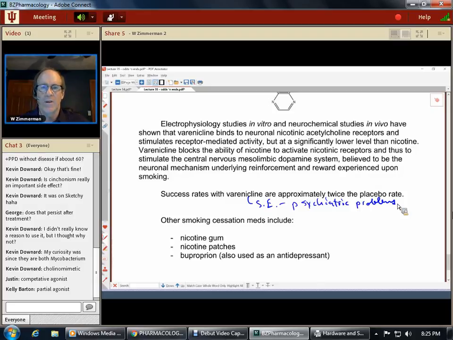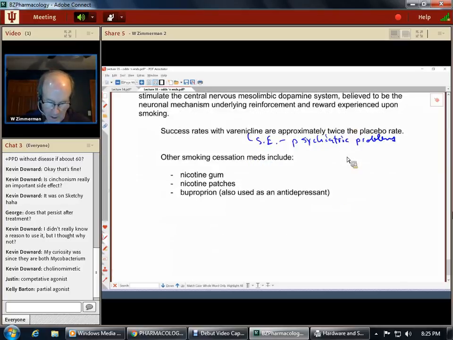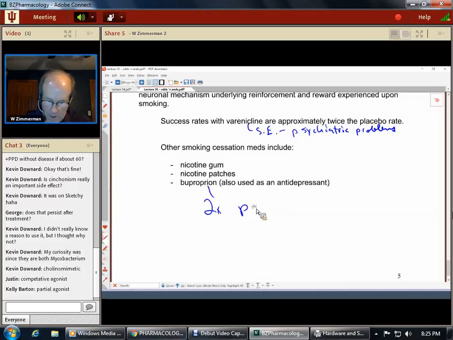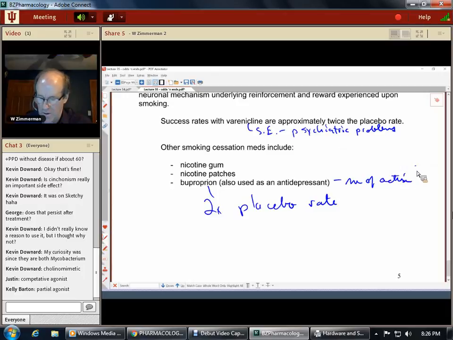Other routes that you can go, the nicotine gum, the nicotine patches. Bupropion is one of these. It's not a tricyclic antidepressant, but it was one of the kind of eclectic antidepressants. It also will about double the placebo rate. And the mechanism of action here that can help somebody quit smoking, nobody has any idea about that. Okay.